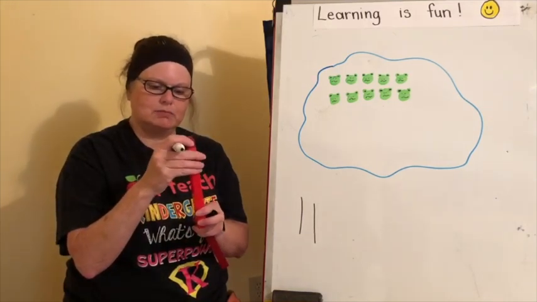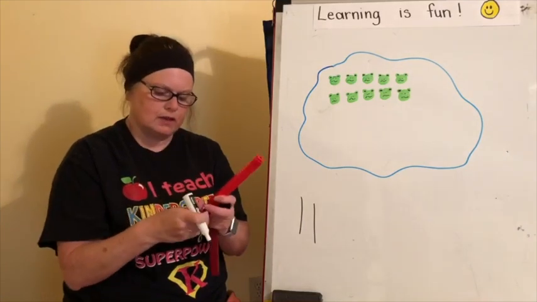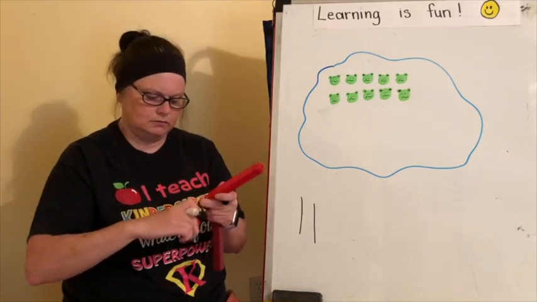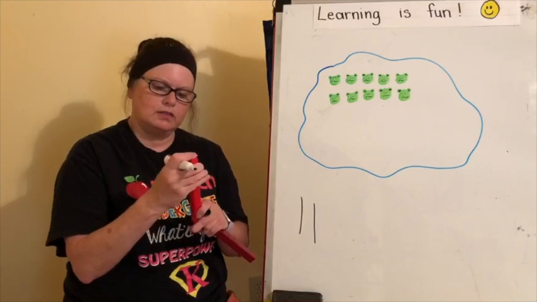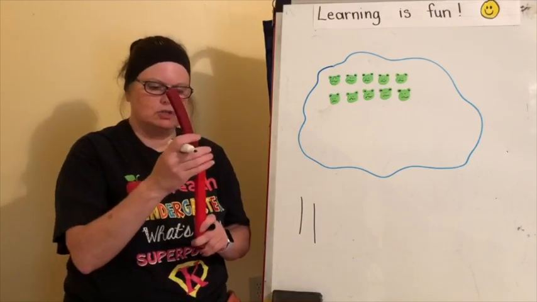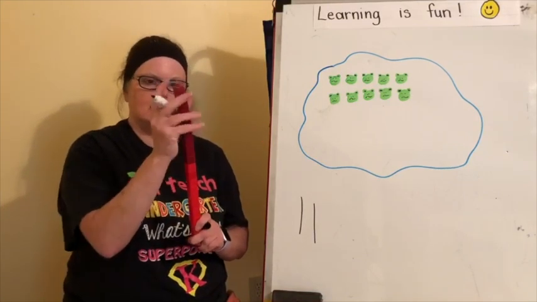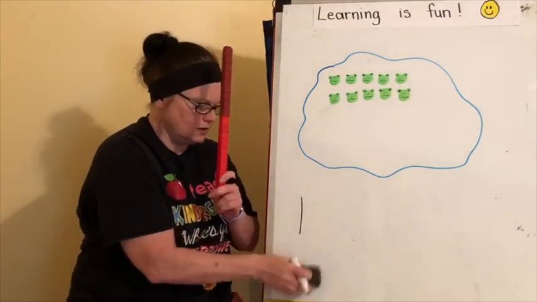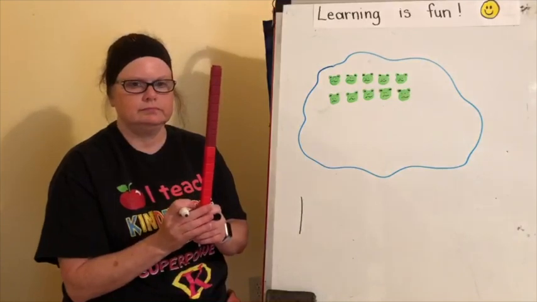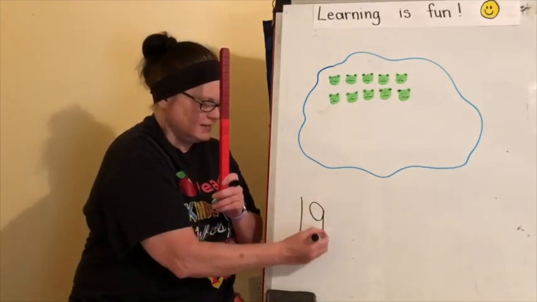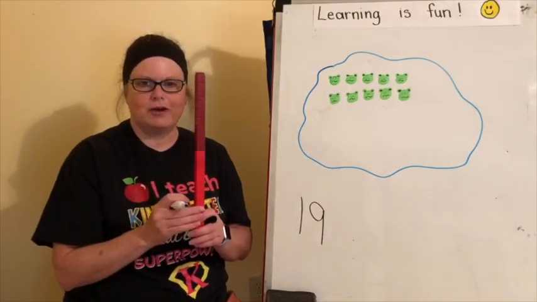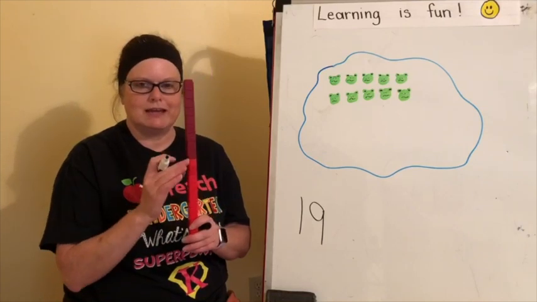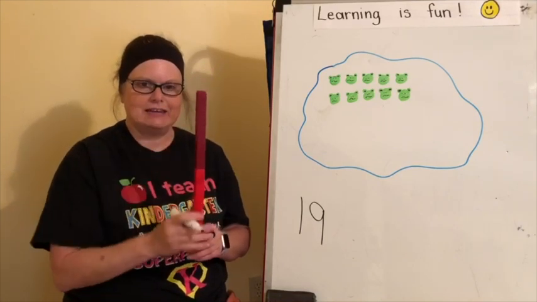Good job. Now here's going to be our last one. I still want my group of 10. And this time, I'm going to do 9. 10, 9. 10 and 9. Do you know what number that will be? 19. And I'd like you to go ahead and build me a tower showing 19. 10 and 9.